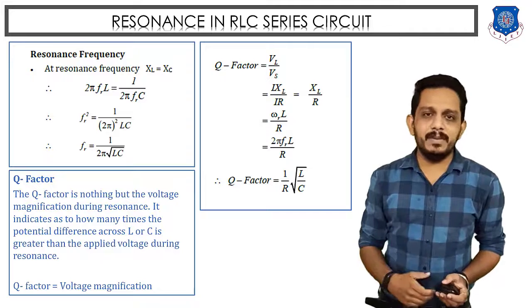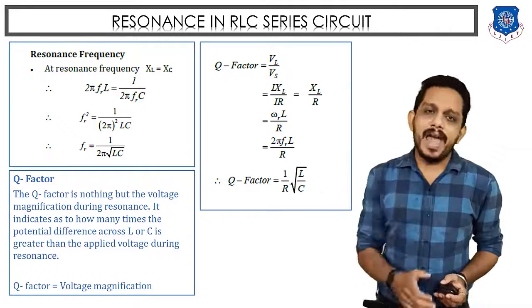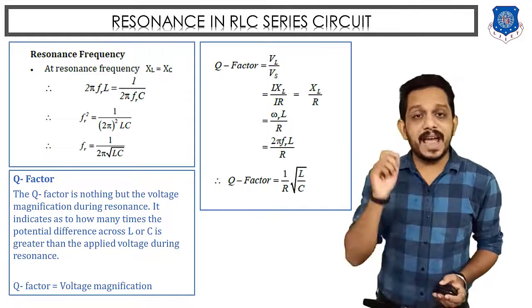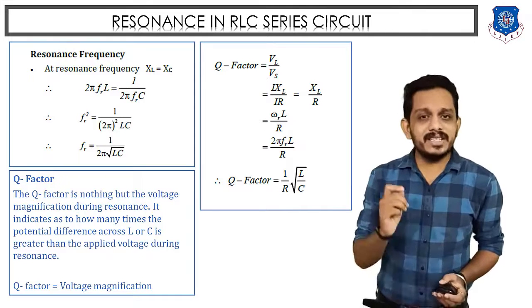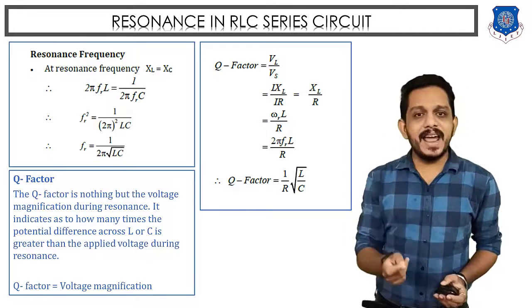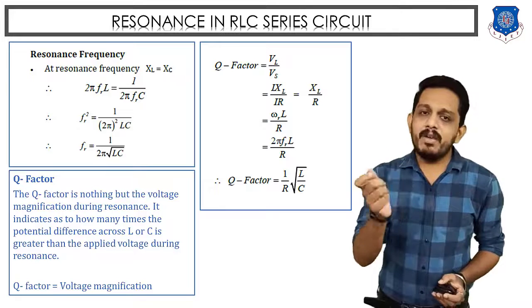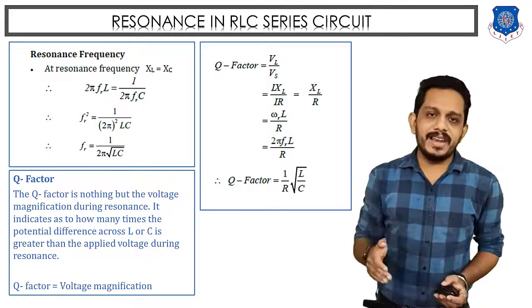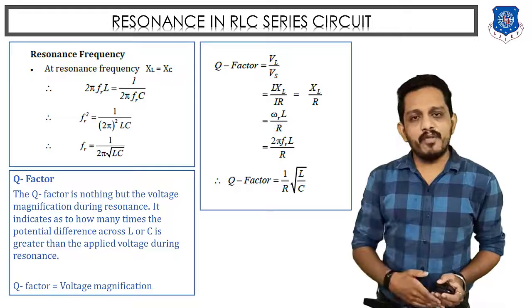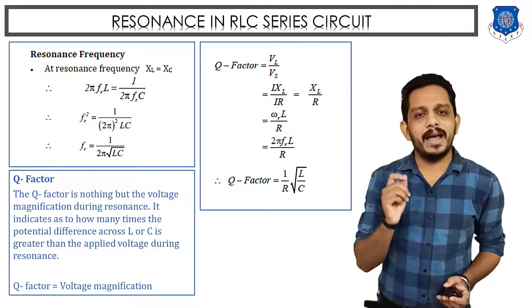Let's put the values of VL and Vs in this equation. VL is the voltage across the inductor, so it will be I into XL, and the supply voltage at resonance condition has the value IZ. But we know that impedance Z at resonance is equal to R, so instead of IZ we will use IR. The I will cancel out, and the Q factor is given by this formula: Q factor is equal to XL by R.